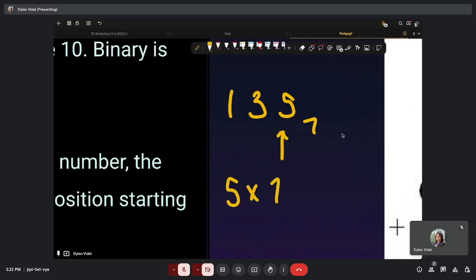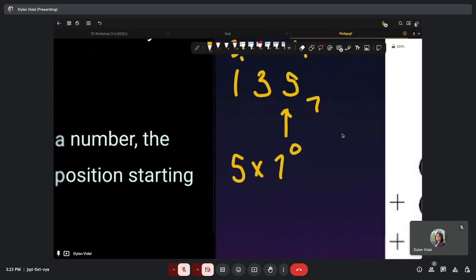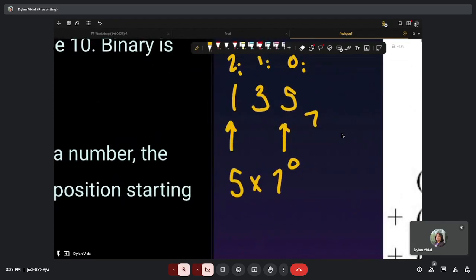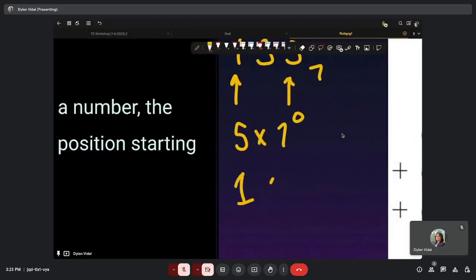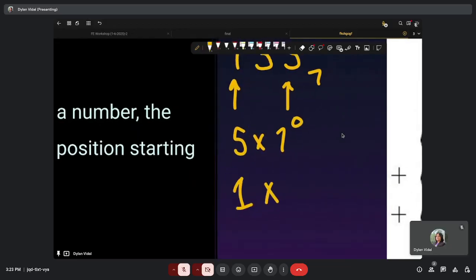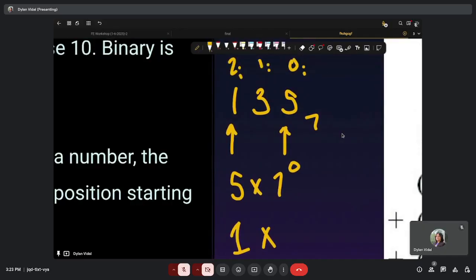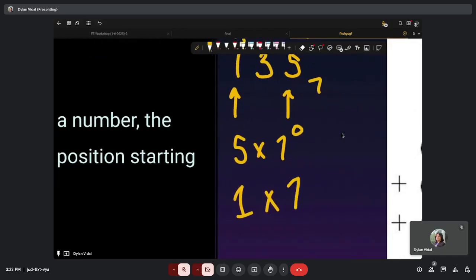7 to the 0, because this is the 0th index of the actual number. This would be 1, and this would be index 2. So what would the value of this position be? It would be 1 times, any guesses? 7 to the 2, correct, because our base is 7 and we're at index 2, right?